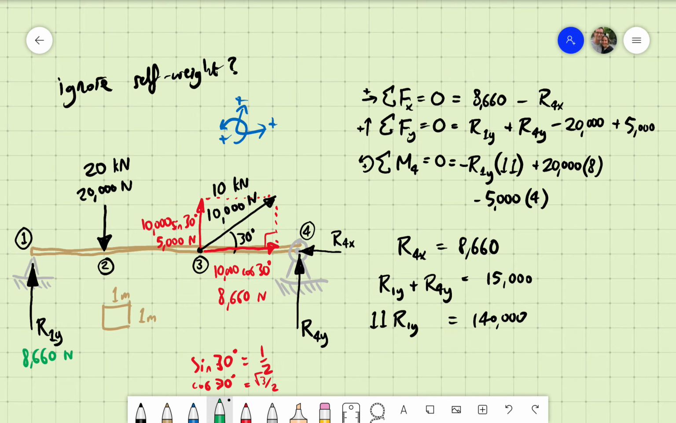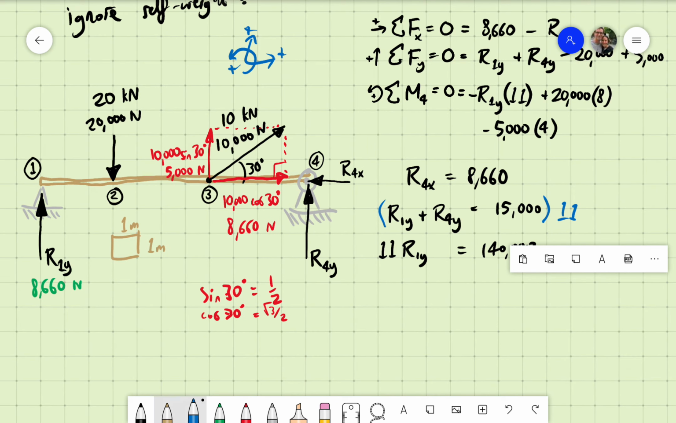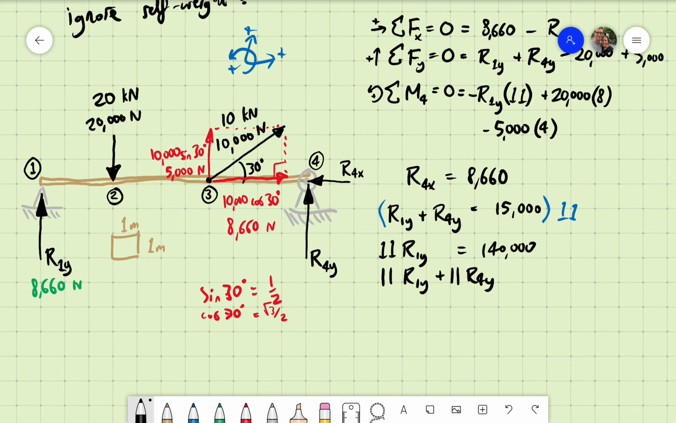So now we're going to do our little trick. We're going to say, you know what, we could multiply everything here by 11. That would level the playing field. Let me move down a little bit. So that would give us what? 11 R1y plus 11 R4y equals 165,000.